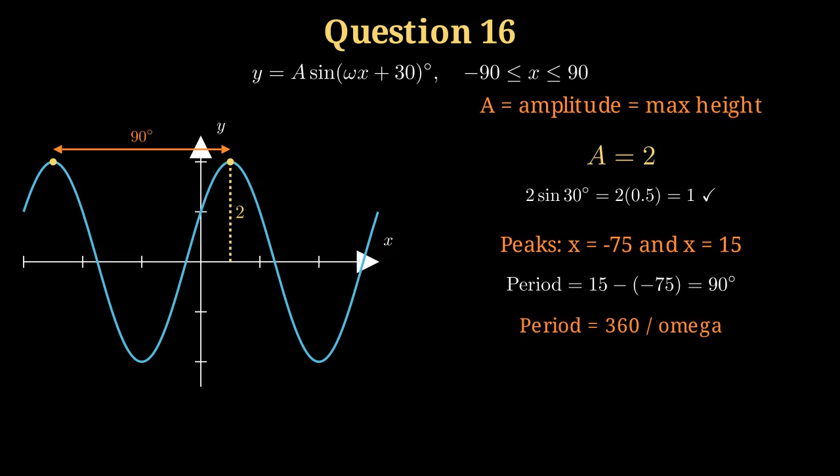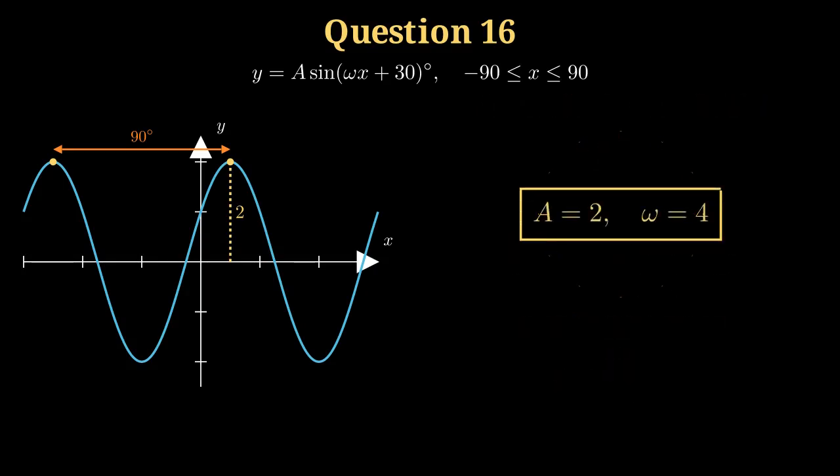The rule connecting them is the period equals 360 degrees divided by omega. Rearranging, omega equals 360 over the period, which is 360 over 90. That gives omega equals 4.